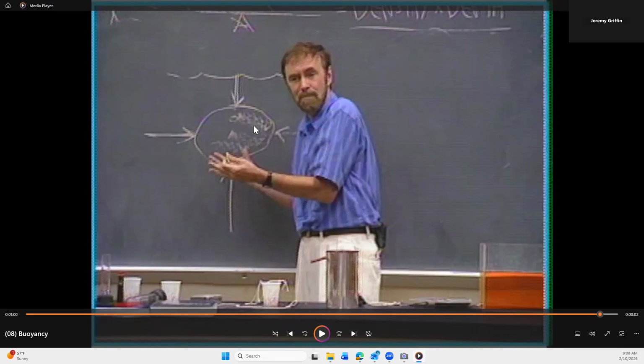Trying to force it upward. Right? If it's light enough, if it's small density enough, it'll even float. Right? So why does that force act upward?